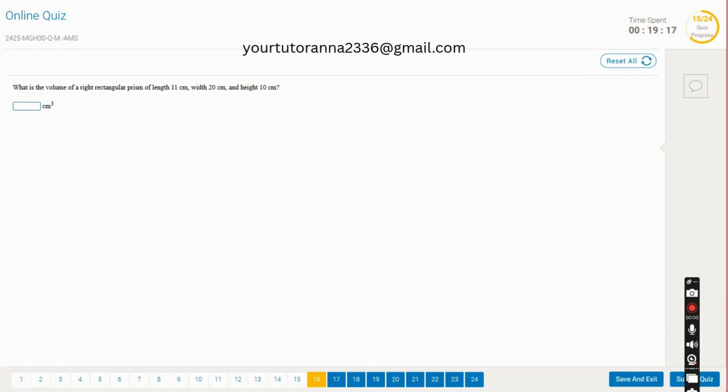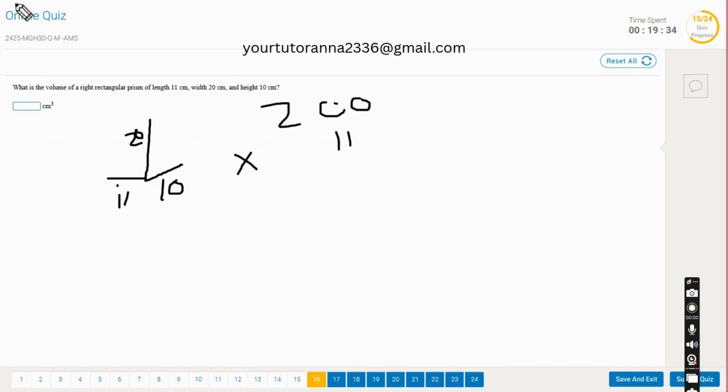So what is the volume of a right rectangular prism of 11 with 20 and 10? Again, what are you supposed to do? You will get it like this. You're supposed to multiply each side: 20 times 11 times 10. 20 times 10 will give you 200, and then you multiply it by 11, which gives you 2200. Okay, let's go to the next one.